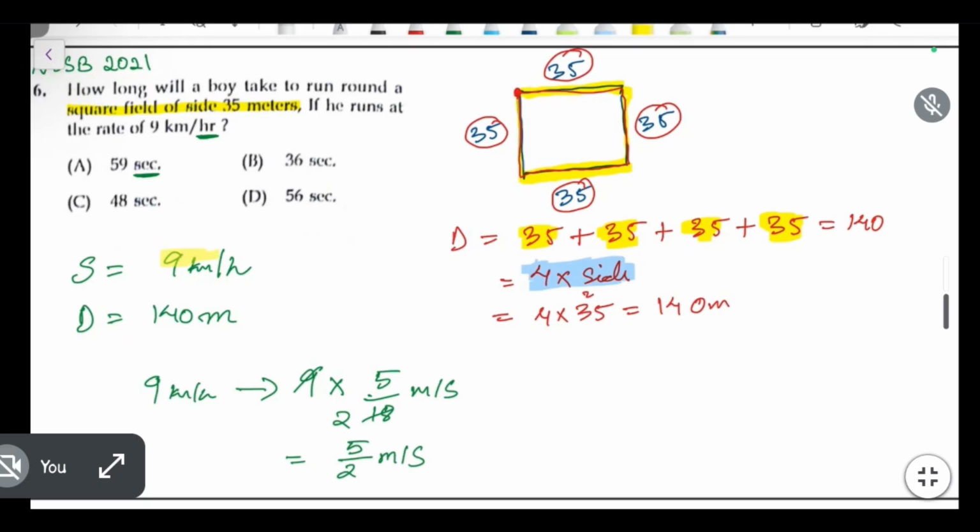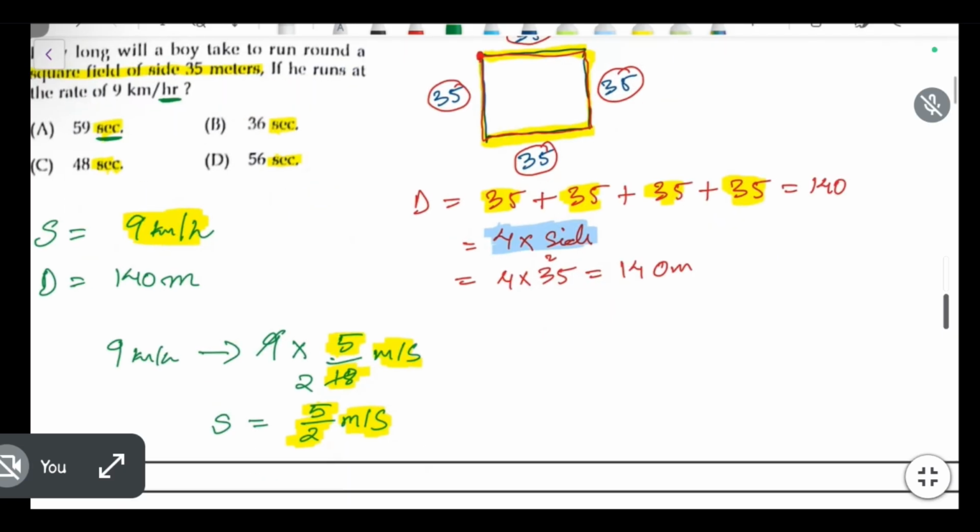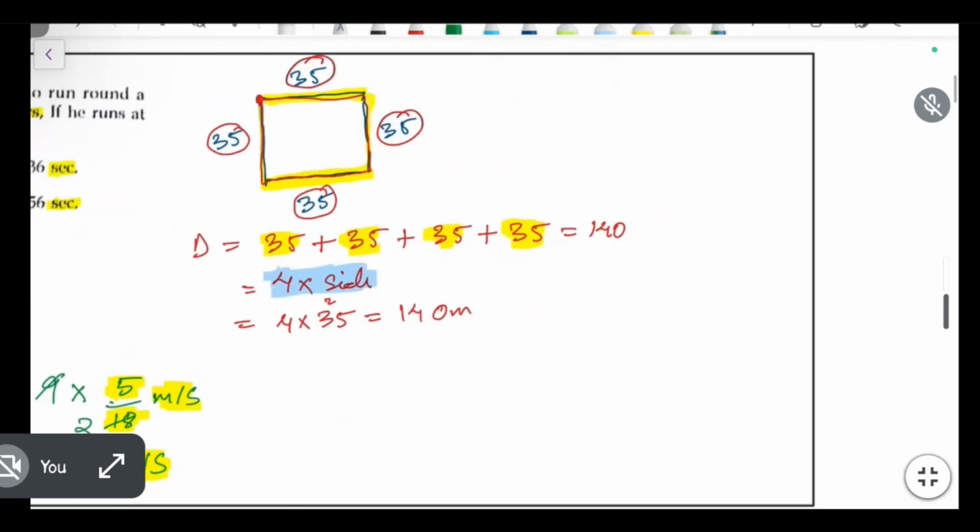In our question, it is given as 9 kilometer per hour. Since all the answers are in terms of second, I'm converting it to meter per second by multiplying it by 5 by 18, which means the simplified answer is 5 by 2 meter per second. Now we have our new speed. New speed is equal to 5 by 2 meter per second. What do we need to find? We need to find how long will it take. Time is asked here. So let's find the time here.